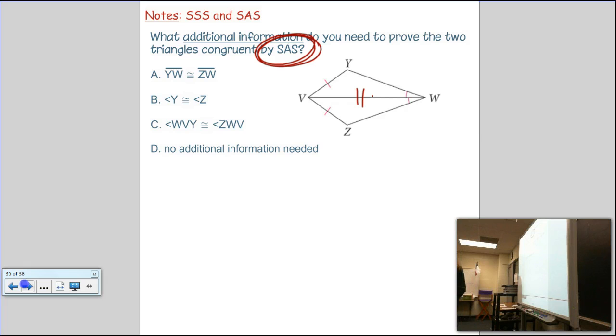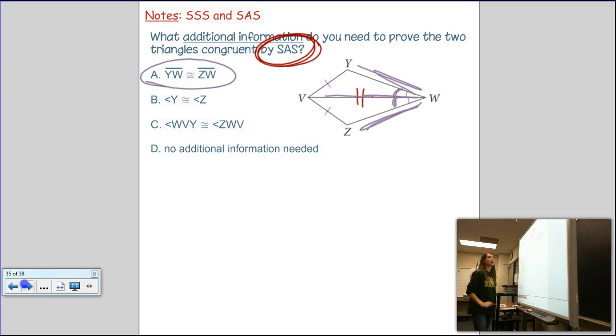Are y'all okay with this? Y'all look like I've either lost you or you're not okay with this or something. We need it to be, look, side, angle, and we don't have this side yet. We need to be side, angle, side. So we need YW to be congruent to ZW. We don't have it and we need it. If we don't have that evidence, then we can't prove them guilty. So we need YW to be congruent to ZW. End of story. All right.